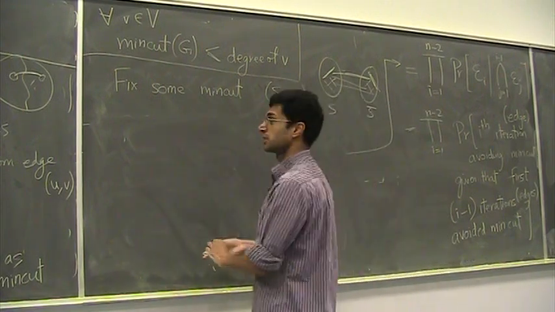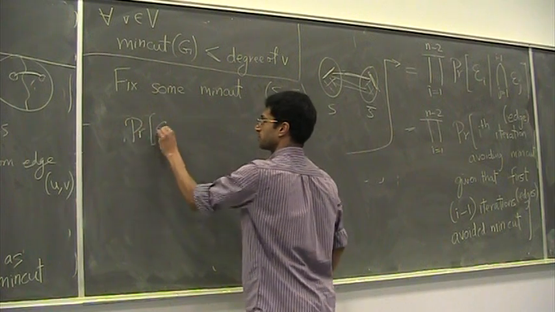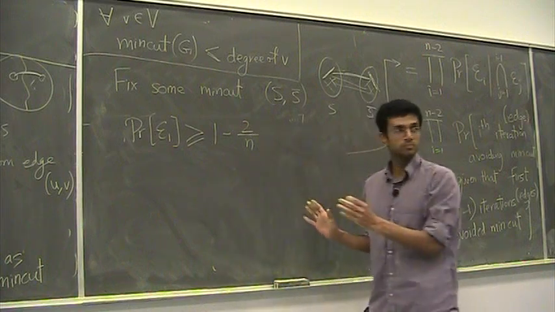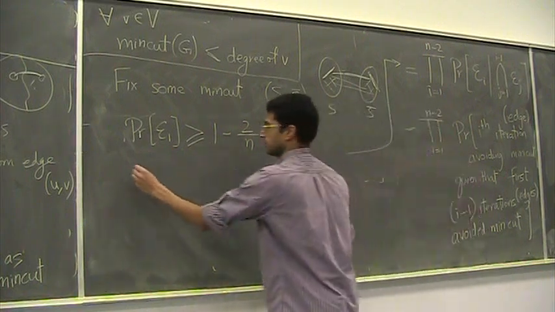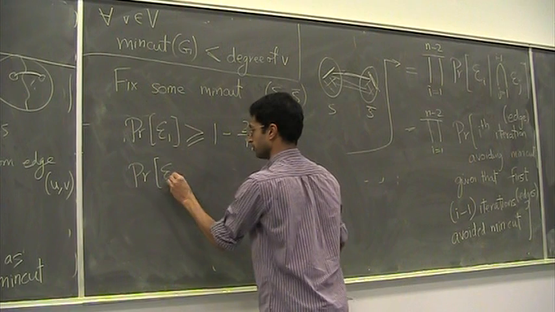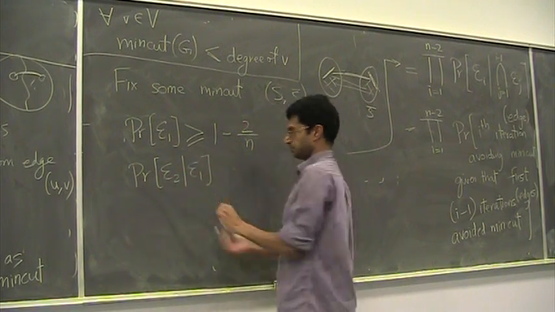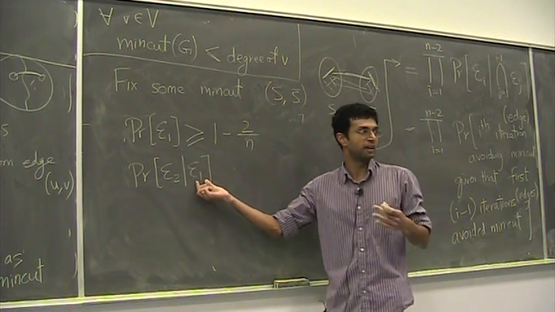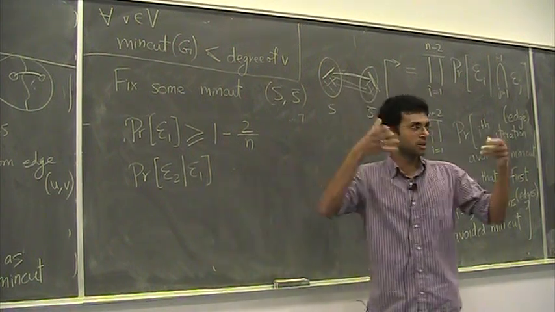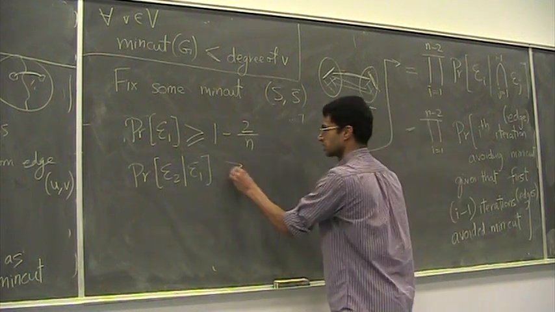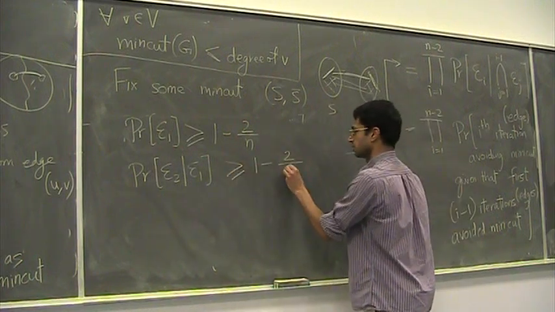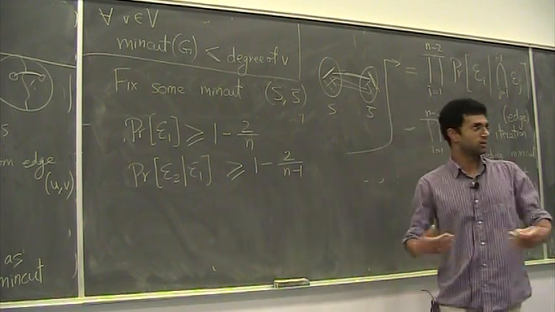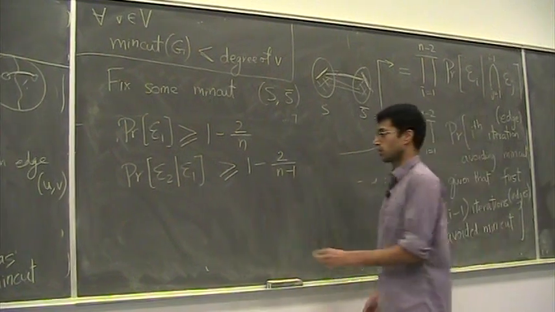So what have I said? I've said the probability of this is at least 1 minus 2 over n. The probability of this conditioned on that: when I condition on this, I know that the min cut value is still k. The only difference is now there are n minus 1 vertices. So I apply the same logic and I get 1 minus 2 divided by n minus 1. The third time, I get 1 minus 2 divided by n minus 2, and so on and so forth.